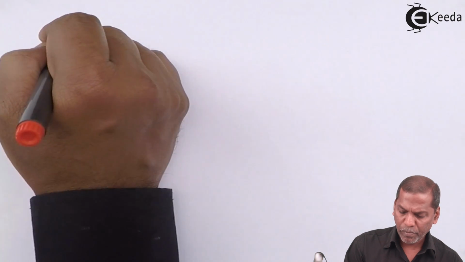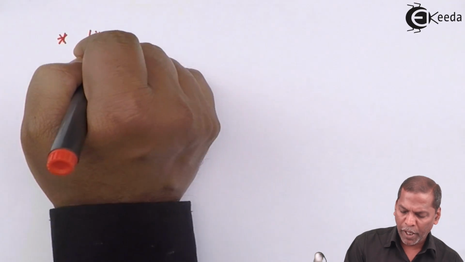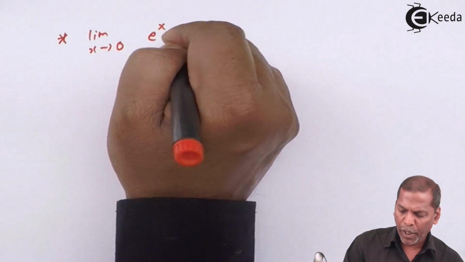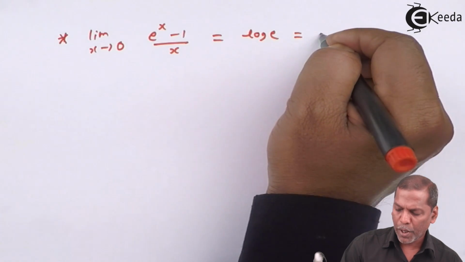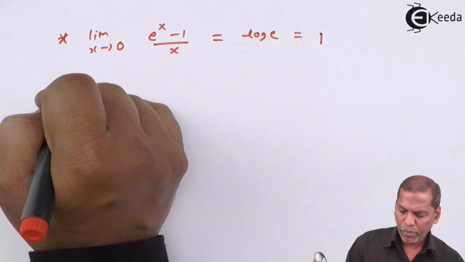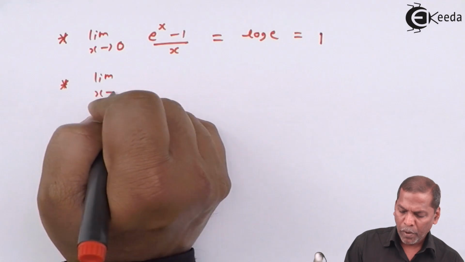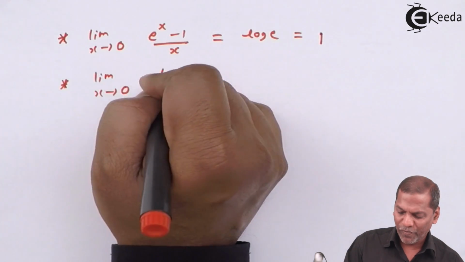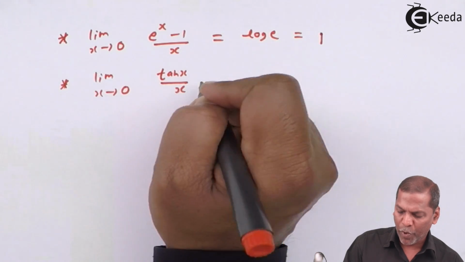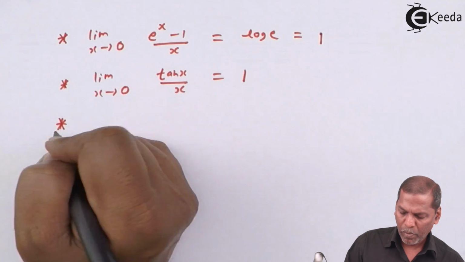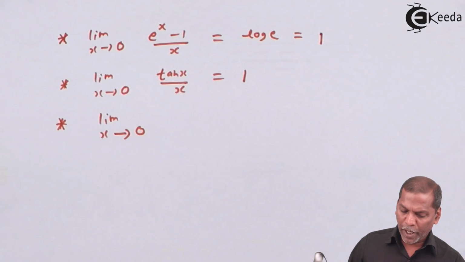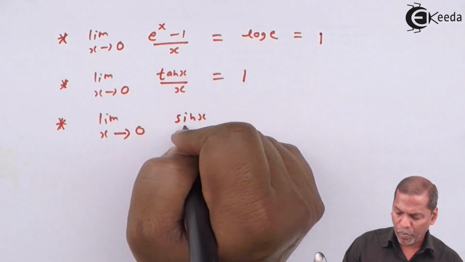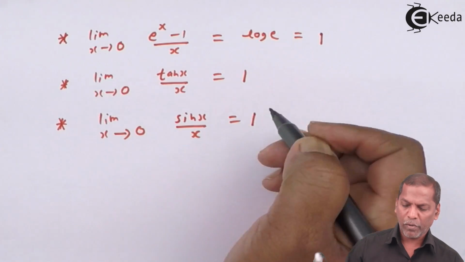Now by using limits rule, limit x tends to 0, (e raised to x minus 1) upon x gives the answer log e, it means 1. Secondly, limit x tends to 0, tan x upon x gives 1. Third part, limit x tends to 0, sin x upon x is equal to 1.